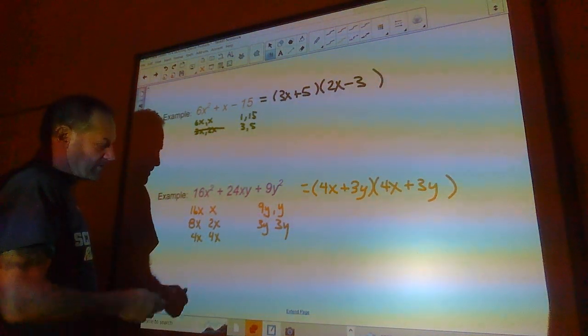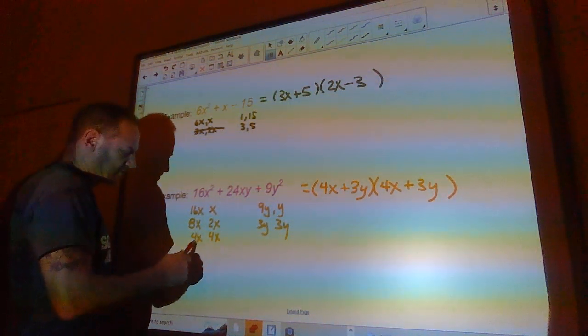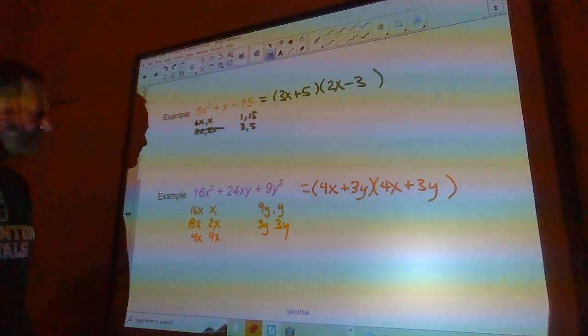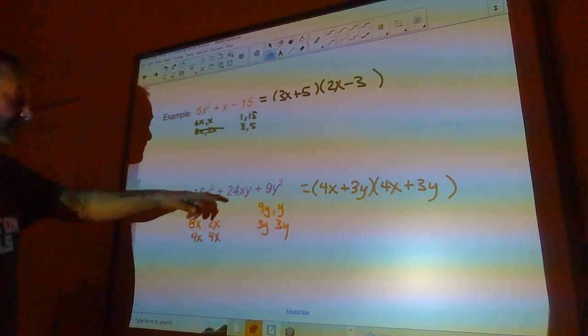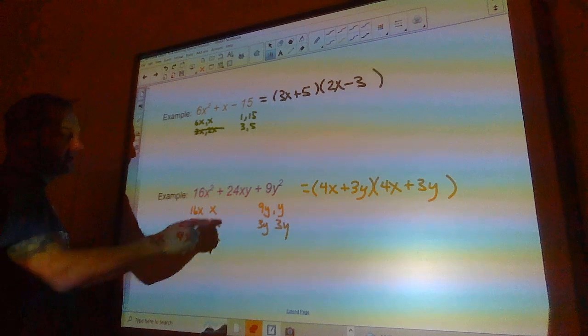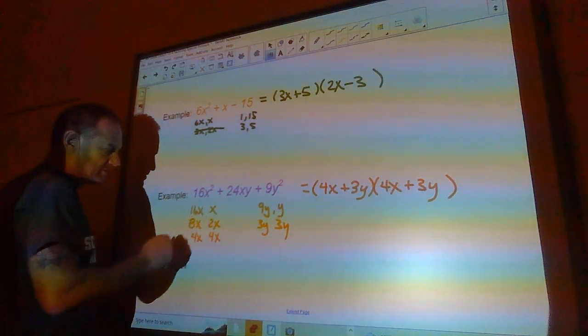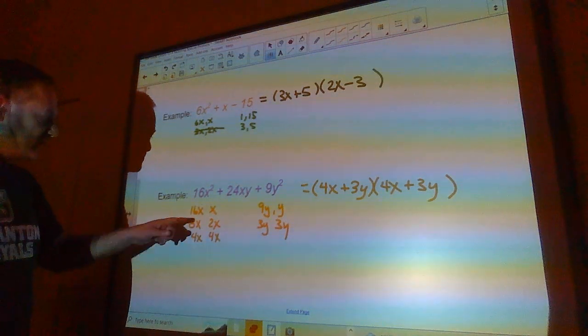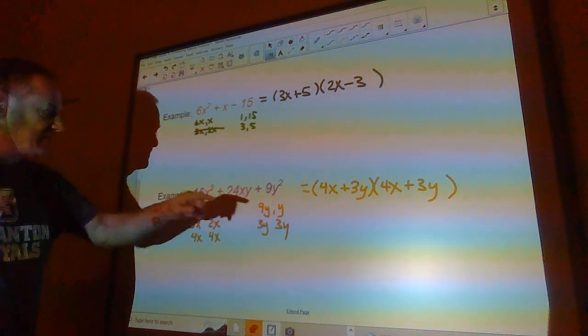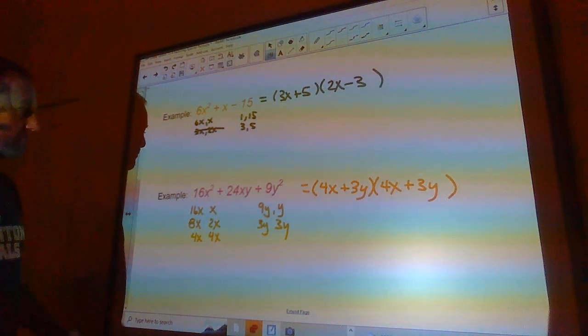So, usually have better luck if you start with the numbers that are closer together. Unless this is a really big number or a really small negative number, then you might want to try one of these other sets of numbers, because you need the 16 and the 9 to get really big.